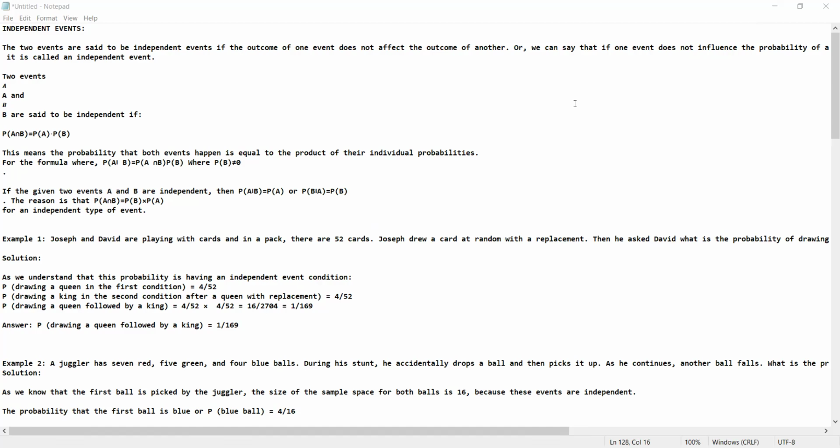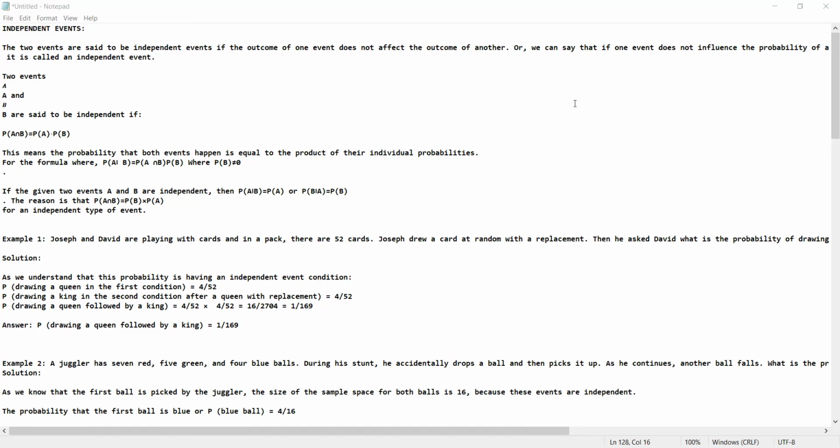Suppose in the first event we got head. In the second event, I got tail. Getting a tail in the second event does not affect the first event of getting a head. It means the second event is not affecting the outcome of another event. Whatever outcome we get in one event is not affected by the outcome of the other event. So this is called an independent event.